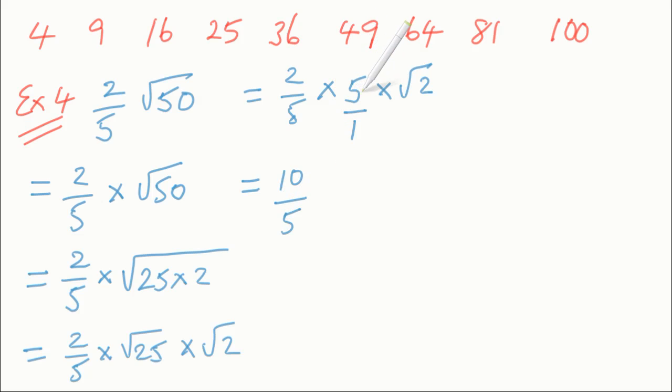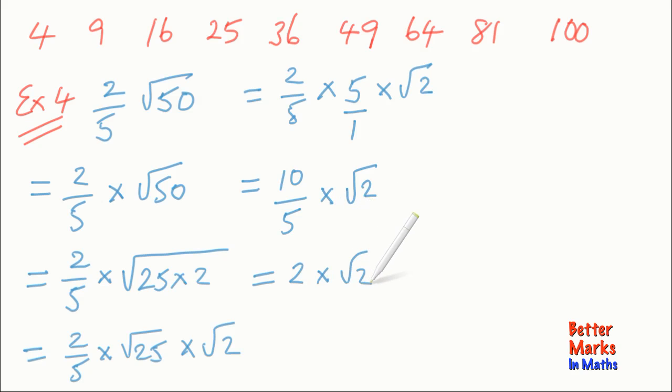The reason that you actually have to put the 5 over the 1 is so that you multiply the 5 by the top number here. Some students go 5 times 2 and 5 times 5 and get the wrong answer. So you always put it over 1 so that you do it correctly. So that's 10 over 5 times root 2. And 10 divided by 5, or how many 5s in 10, is equal to 2. 2 times root 2 equals 2 root 2, and that's the answer to that question.